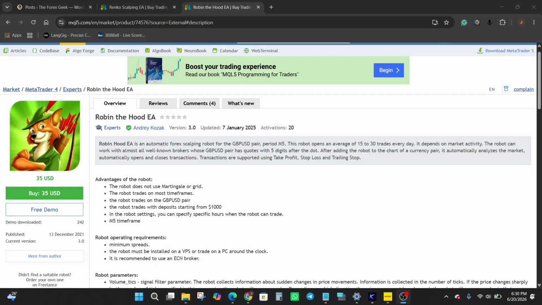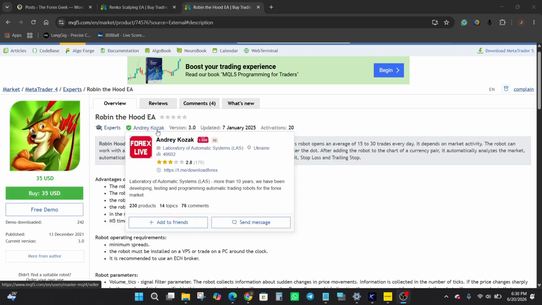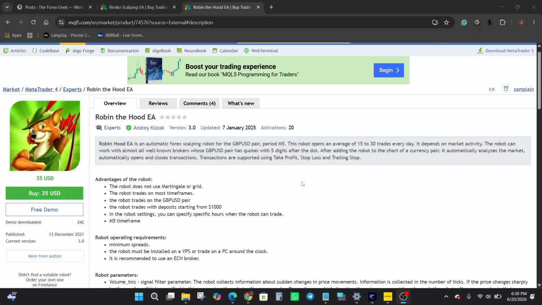Starting with the marketplace page, Robin the Hood EA is currently priced at 35 US dollars. The developer is Andre Kozak, and the version shown is version 3.0, updated on January 7th, 2025. According to the description, this is an automatic Forex scalping robot designed specifically for the GBPUSD currency pair on the M5 time frame.